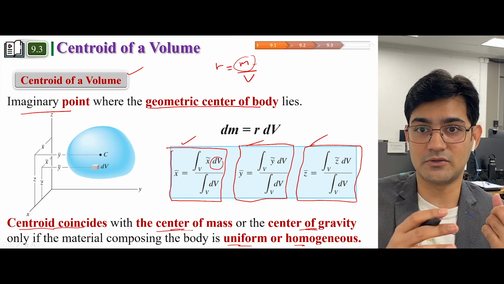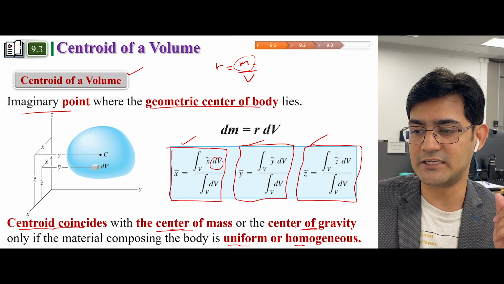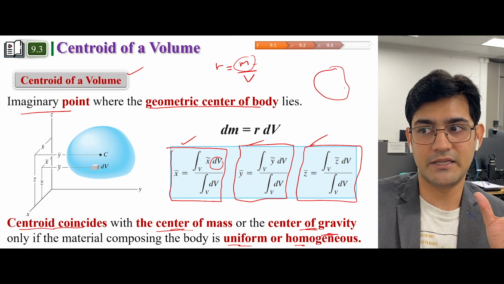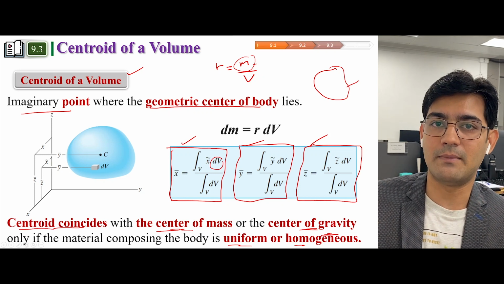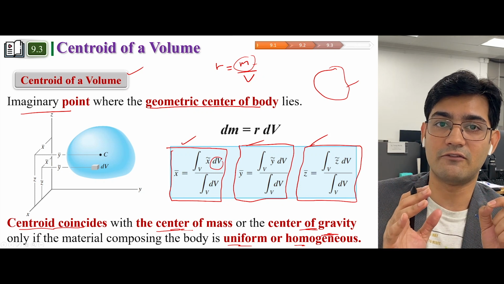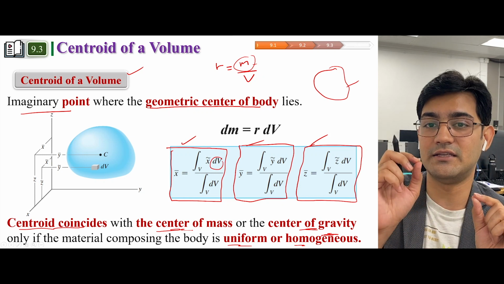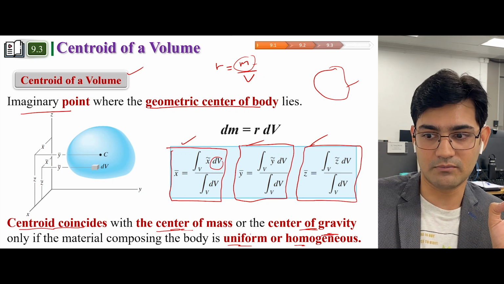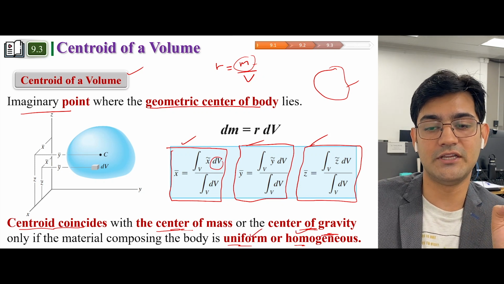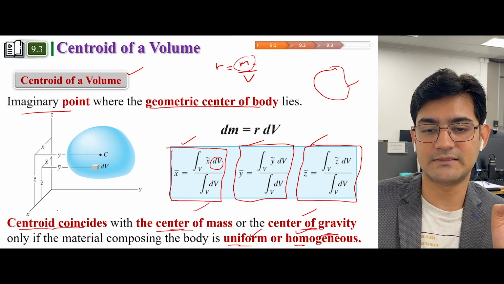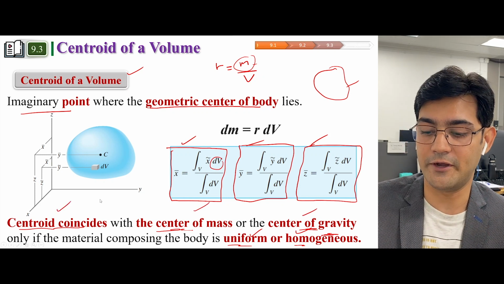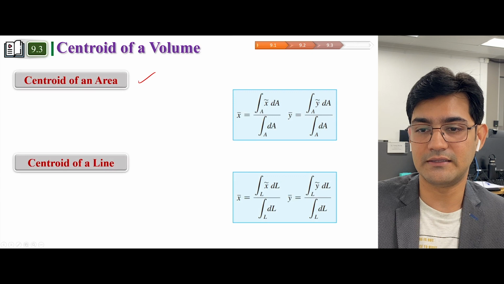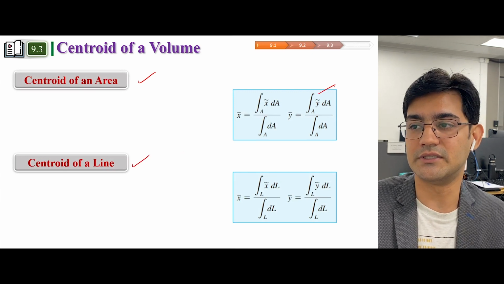Now, if the mass is also constant, by constant I mean it's homogeneous, made up of the same material, so the whole rigid body is made up of the same material, then you don't need to worry about the material. Then you can calculate the centroid of volume, and this centroid of volume would be exactly the center of mass and the center of gravity. So if this rigid body follows this assumption, which is uniform and homogeneous, then the center of gravity, center of mass, and centroid will be the same point. Okay, so as we have discussed, we can also calculate the centroid of an area and the centroid of a line by using these equations.